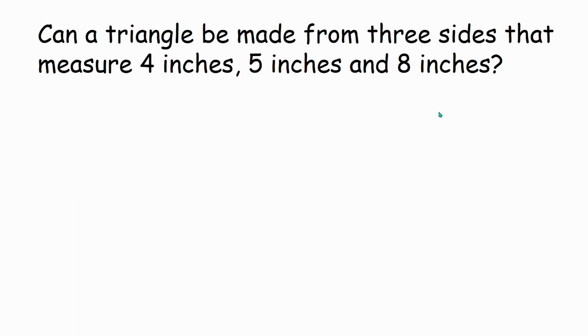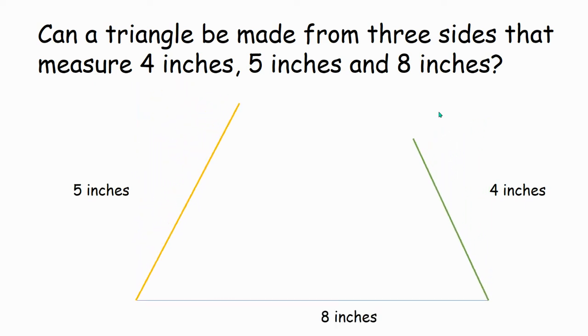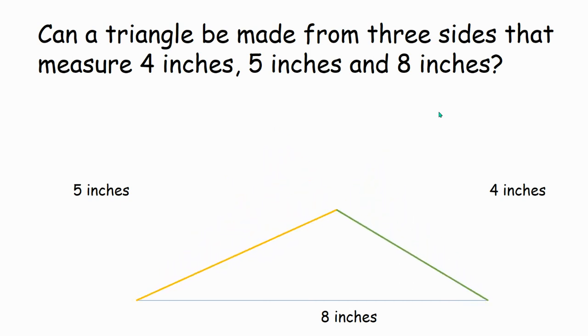So let's try 4, 5, and 8. So there's 5, there's 4, and there's 8. Well, does this make a triangle? Yes, it does. Now, why is that? Well, the 4 and 5, if I put them together, 4 plus 5, that's more than 8. So when you try to connect them, they're not going to be able to hit at 8. They're more than that. So they actually hit before they get down to 8. So since 4 plus 5 is more than 8, it makes a triangle.